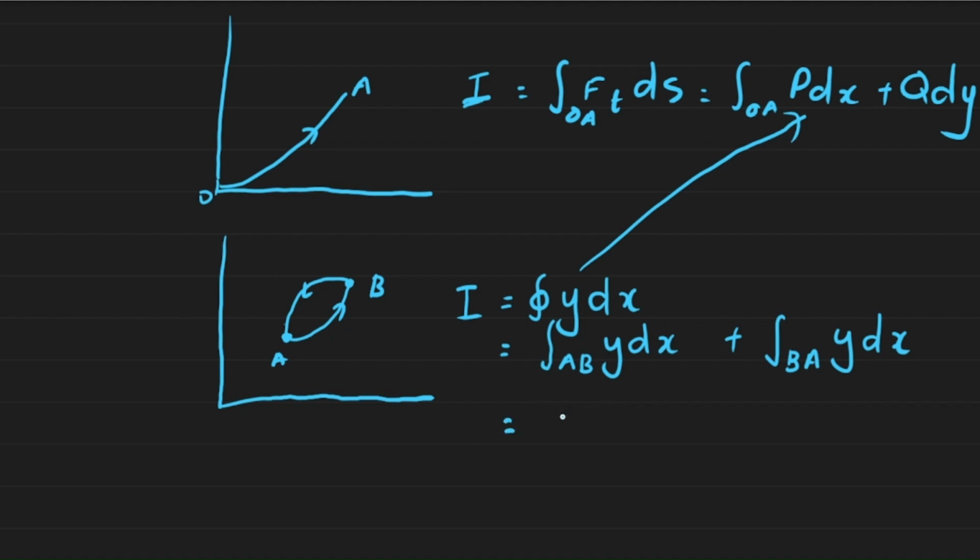So in a general form, we would just substitute p dx plus q dy. So this is from a to b, and then the integral from b to a of the same thing, p dx plus q dy.